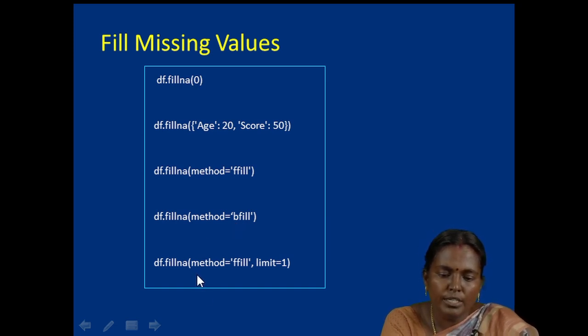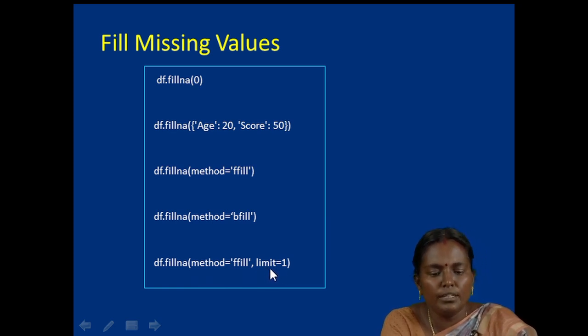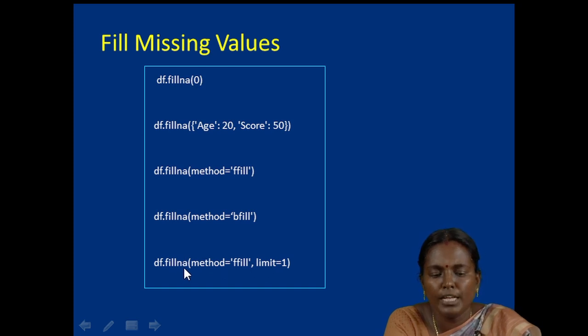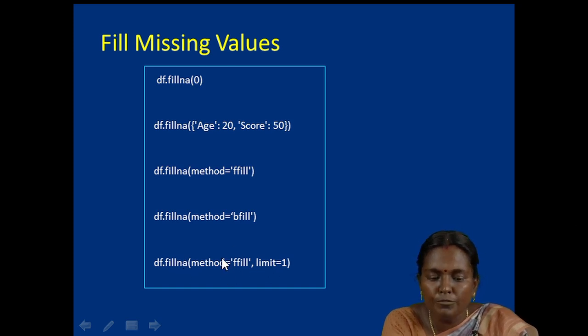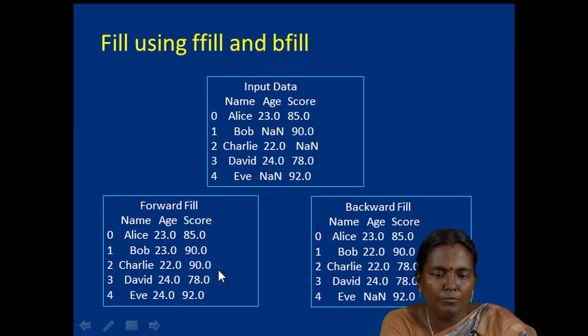And the next one is limit 1. So for consecutive null values, only one will be filled using the forward fill method. Let me show you what will happen for your forward fill and backward fill. Here is the input data. Here Bob has a null value. Charlie has a null score. Eve has the age as None.